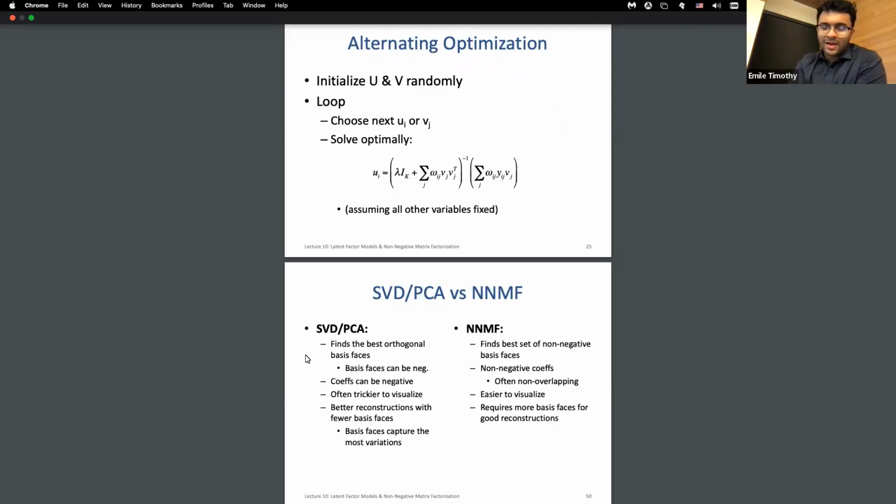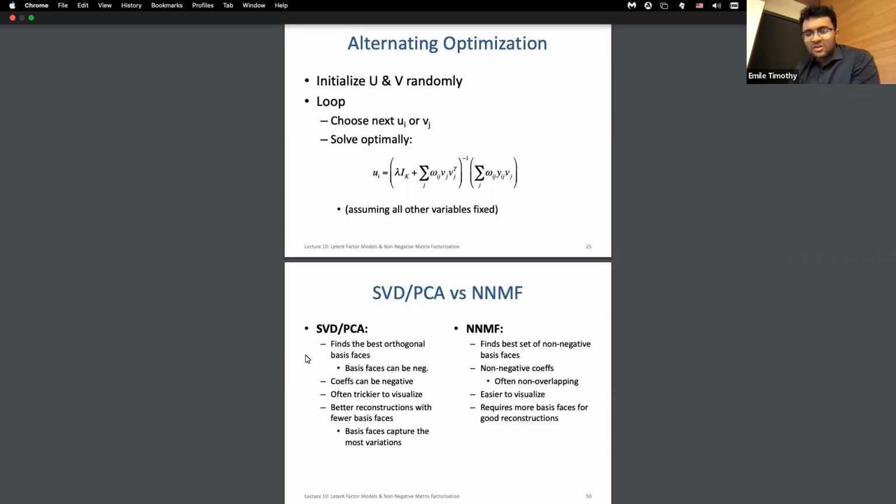And then we can now compare SVD and PCA versus NNMF. So NNMF is non-negative matrix factorization, which is the problem of if you have a matrix X, can I find a U and V such that X is approximately equal to UV? And can I find this using as few basis vectors as possible? So NNMF finds the best set of non-negative basis faces, where it's a non-negative matrix, so you have non-negative coefficients, and they are usually non-overlapping. And it's quite easy to visualize this using standard methods like a Seaborn heat map.